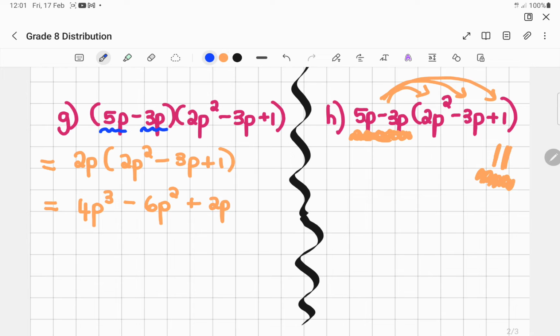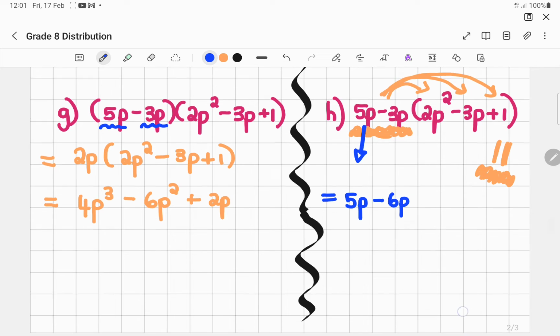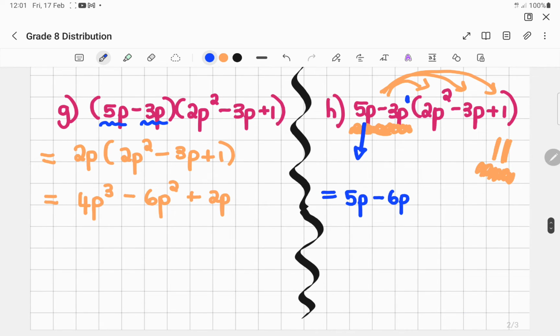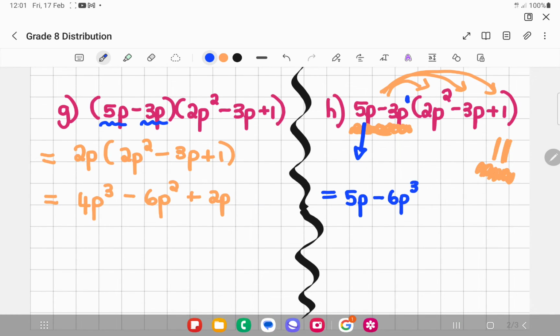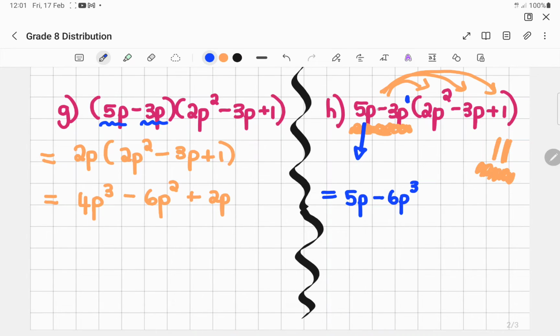All right, so now we're going to say, 5p, you have to come down and just wait with us while we distribute the negative 3p in there. So a negative times a positive is a negative. 3 times 2 is 6. P to the power 1 times p to the power 2 gives you p to the power 3. A negative times a negative is a positive.